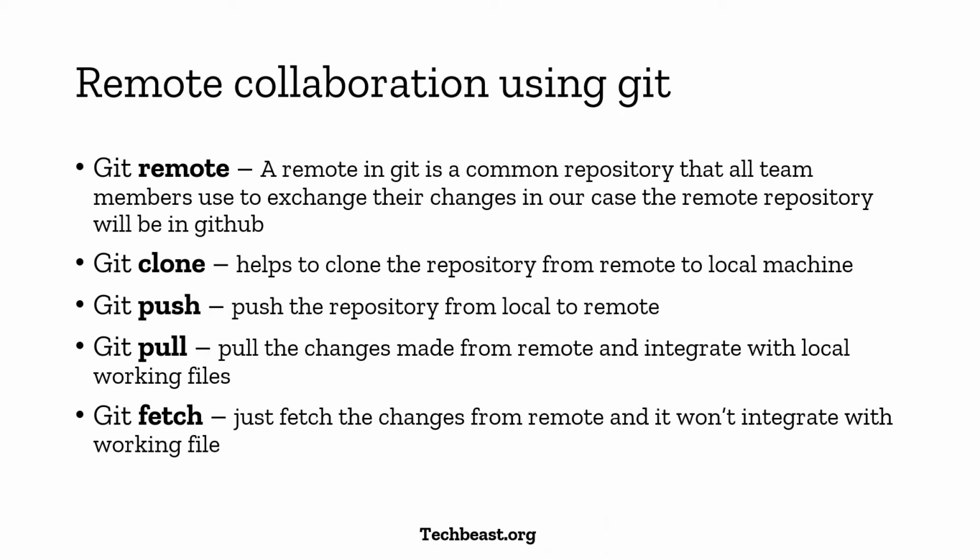So basically, these are all the commands in general we are going to use today during our demo, where I'm going to show you a project and how to work with it. So basically, Git Remote. Git Remote is basically a remote in Git. It's just a GitHub URL which you will specify as your remote repository. So you will inform your local machine to push and pull from that remote Git repository. Okay, so basically it's a repository that all the team members use to exchange their changes. In our case it's a remote repository in GitHub. Okay, so it's pretty straightforward.